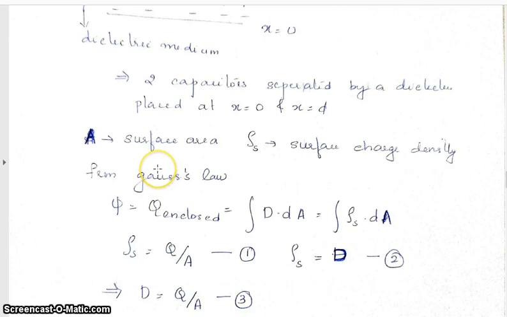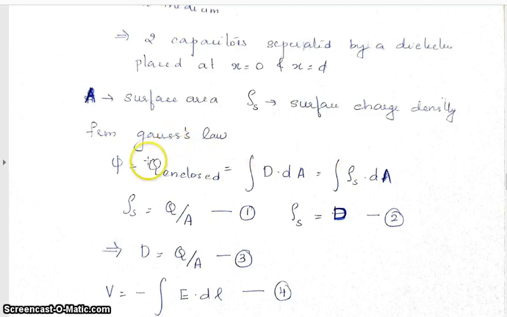Now for the derivation we will be making use of a few terms where A will be taken as the surface area, rho S as the surface charge density. You can take rho A also as a surface charge density. Then we will start from the Gauss law. We know that psi is equal to Q enclosed, where Q is a charge and psi is a flux, integral D dot dA equal to integral rho S dA. Okay. You know, rho S is the surface charge density which is given by charge per unit area.